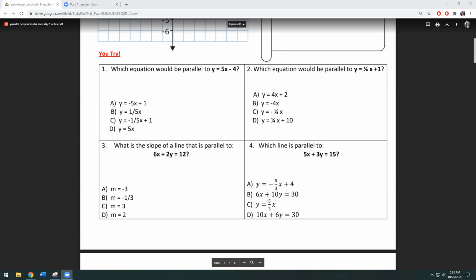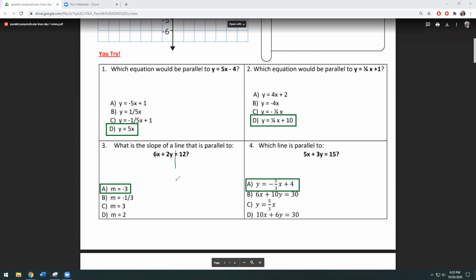Okay, so let's go over the answers. For number 1, you should have gotten D. Number 2 is also D. Number 3 is A, and number 4 is also A. For these bottom 2 problems, I noticed that they're in standard form to start off with. We need to have these in slope-intercept form so we can see our slopes, because it's important for us to see our slopes for these types of problems.